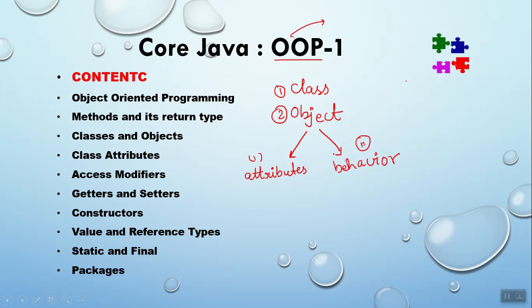So, what is a class? Class is generally a blueprint, and you can think of it like any class. Every object is going to stay in a class, right? So there will be some objects, and each object is going to have two things: attributes and behavior.